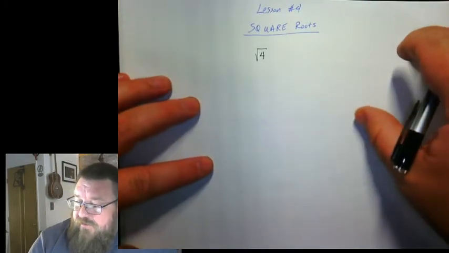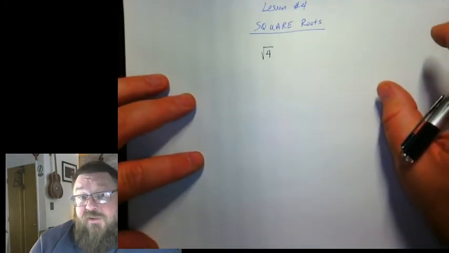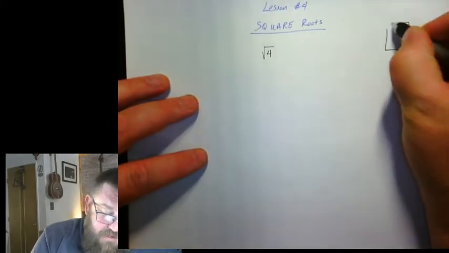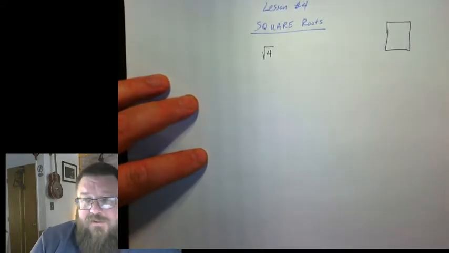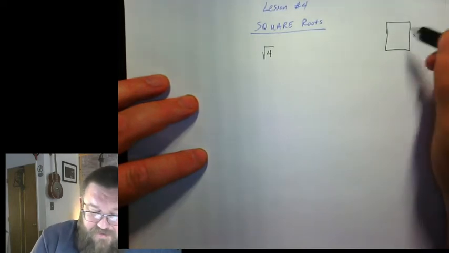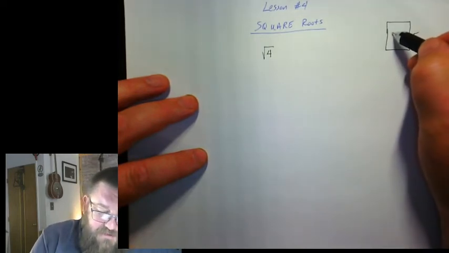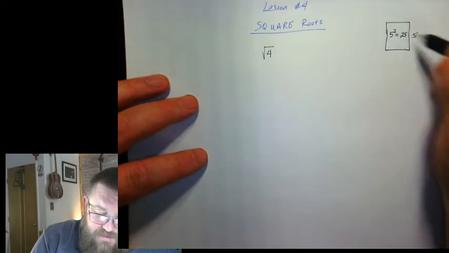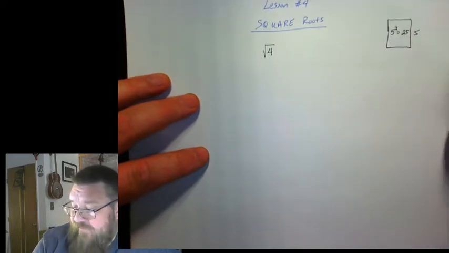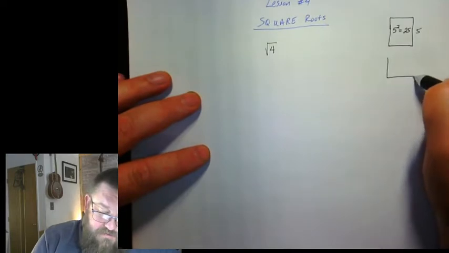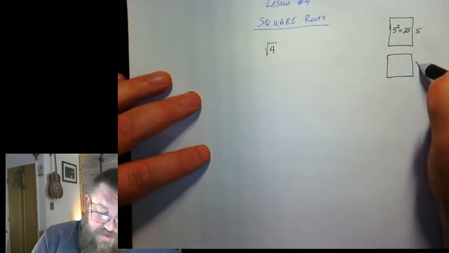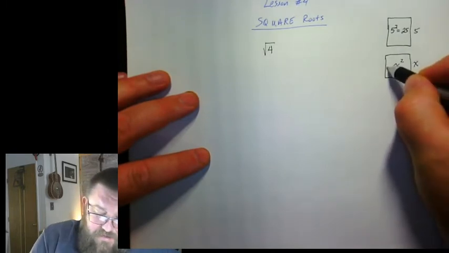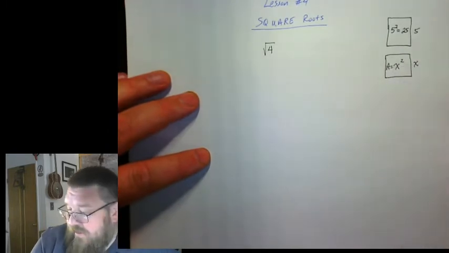So where square roots come from is from squares. Square roots come from squares. For example, if you had a square and the side was 5, would you agree that if you took that side and squared it, you get an area of 25? So if you had a square with a side length of x, which is just an unknown value, the area would be x squared.